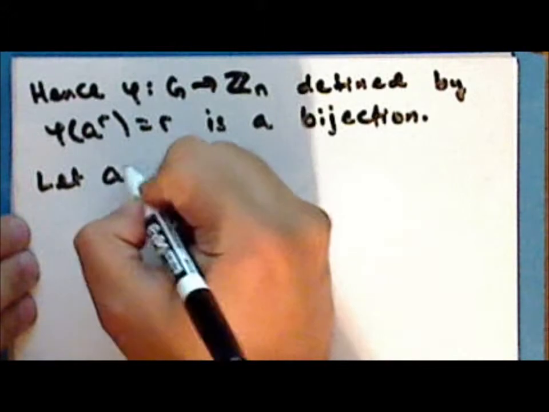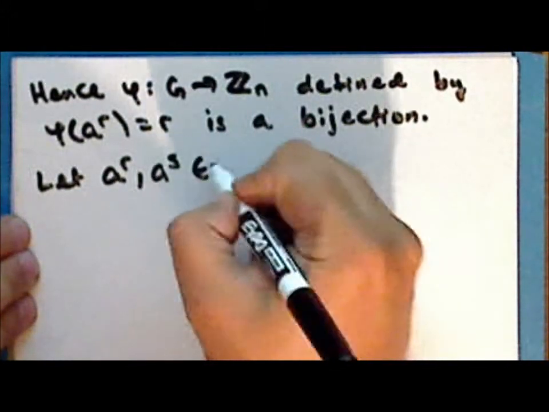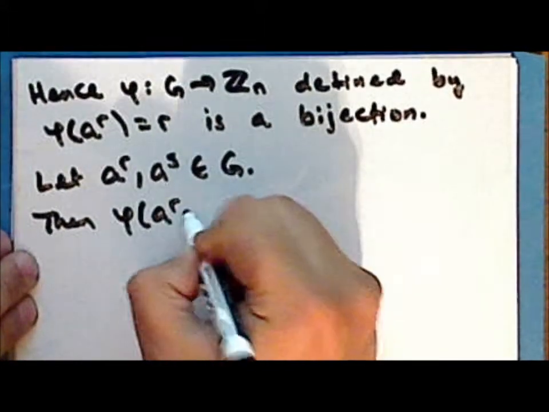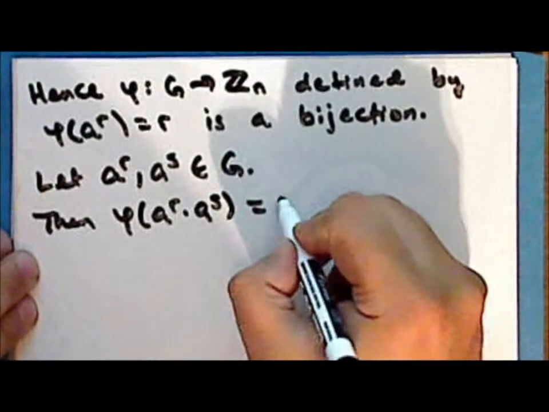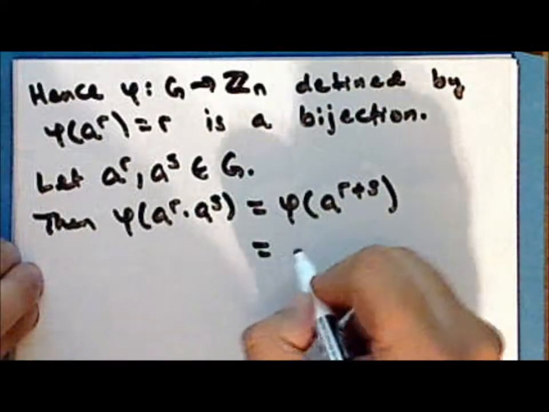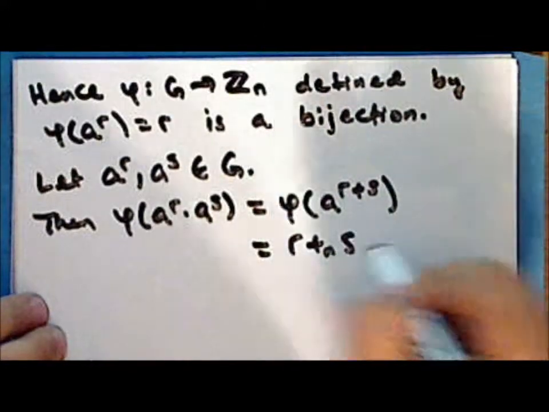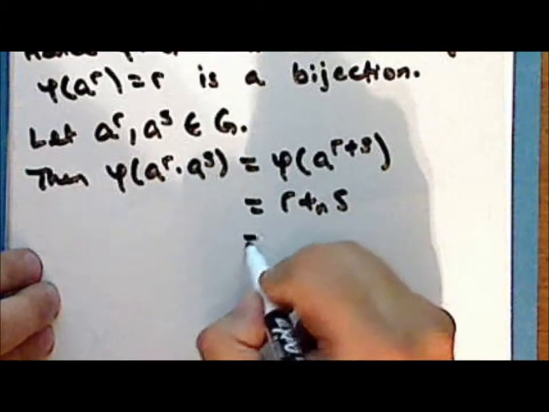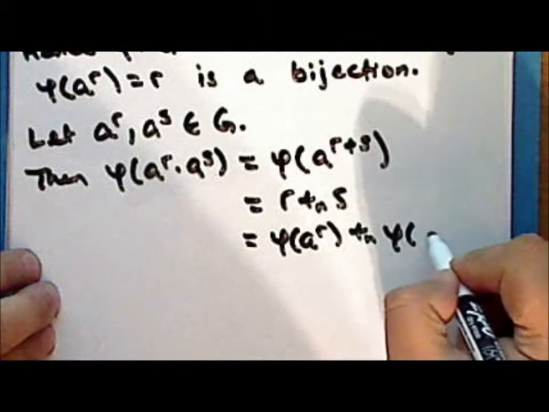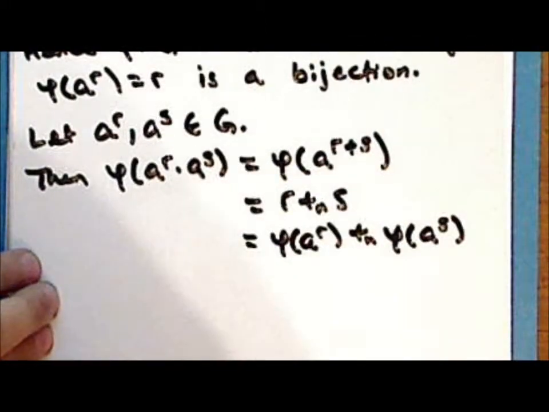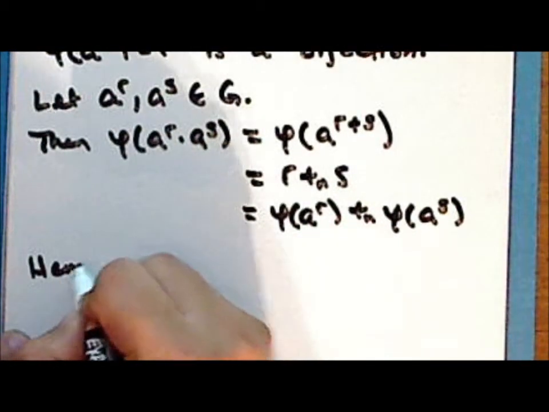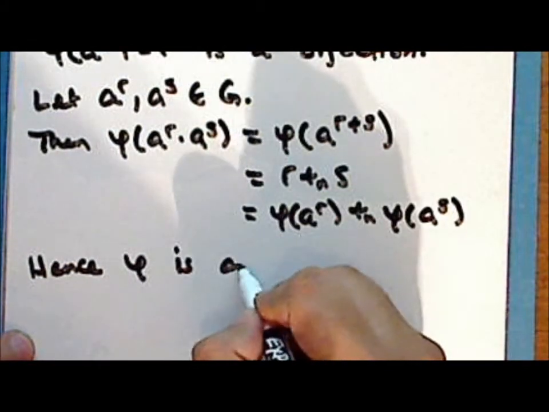So let a to the power of r and a to the power of s be two elements in the group. Then phi of a to the power of r times a to the power of s is the same as phi of a to the power of r plus s, and this is r plus s modulo n, which is the same as phi of a to the power of r plus phi of a to the power of s modulo n. And so phi is also a homomorphism, and hence phi is an isomorphism.